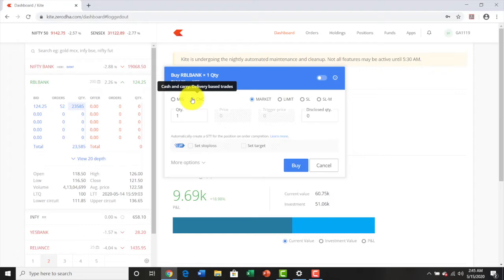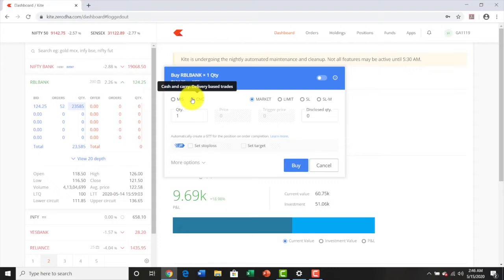Here Wednesday is your T, the trading day, where we traded the stock. And the additional 2 days is the time that it takes for the stock to come to my Demat account. Understood? So that's what it means. Now you can understand the terms cash and carry, delivery based trade.